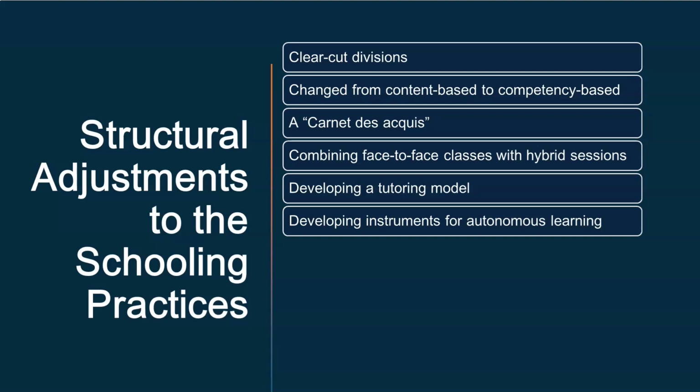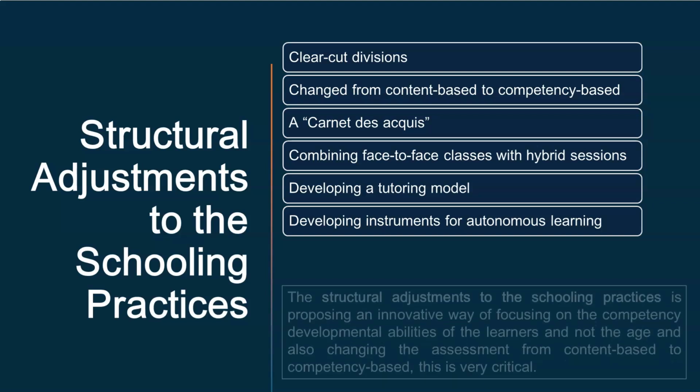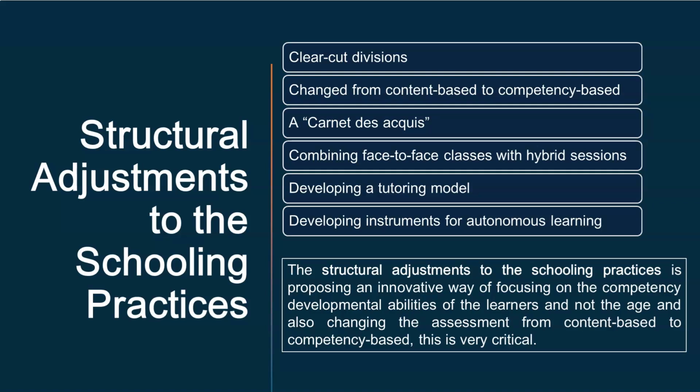6. Developing instruments for autonomous learning and building of responsibility from the side of the learners, e.g., learning contract. As you have noticed, the structural adjustments to the schooling practices is proposing an innovative way of focusing on the competency developmental abilities of the learners and not the age, and also changing the assessment from content-based to competency-based. This is very critical. The suggestion also highlights the development of a carnet des acquis to register the progress of the students, and also modify the school schedules and time allocations to something convenient to the students.